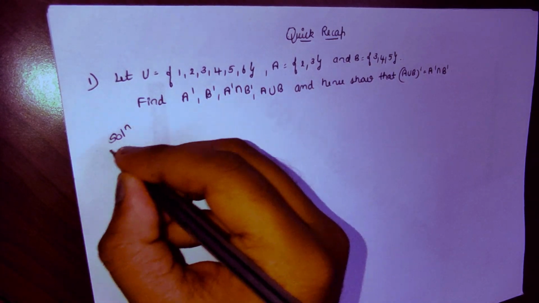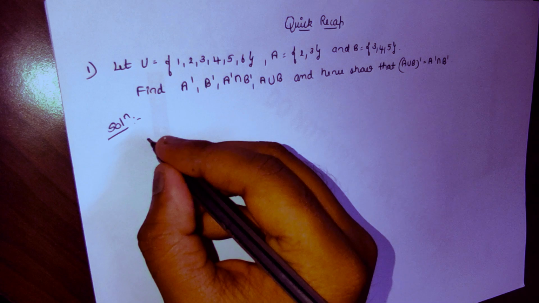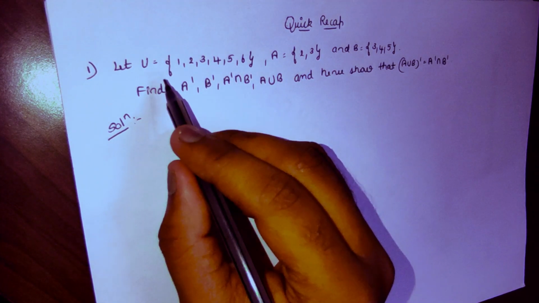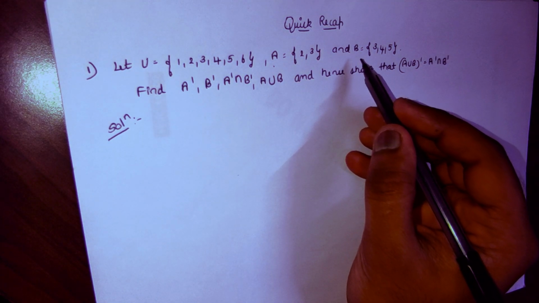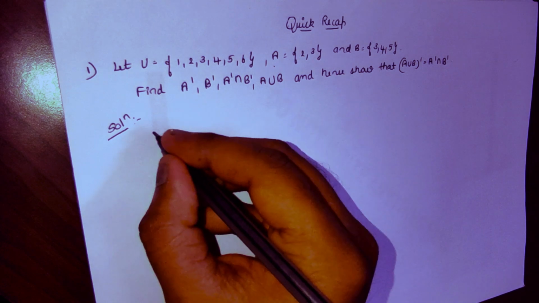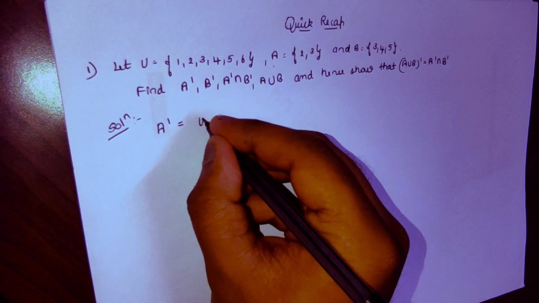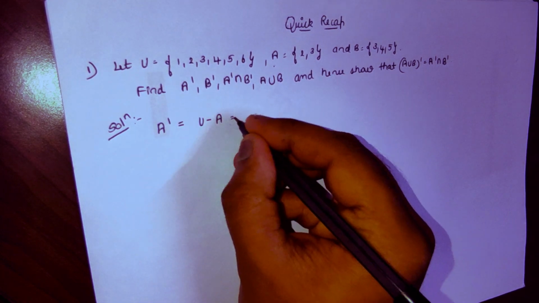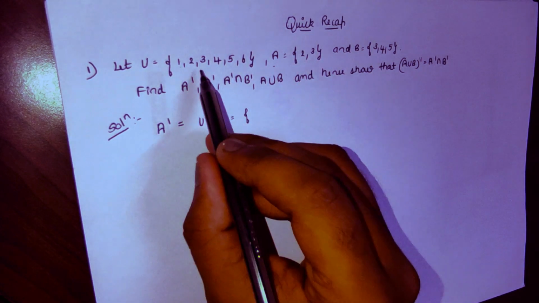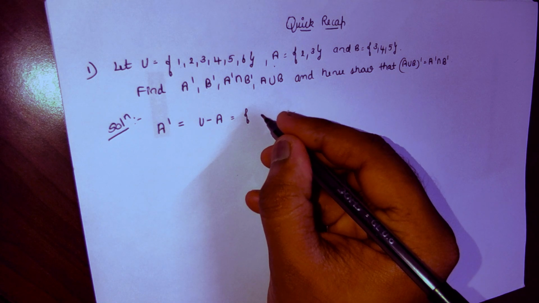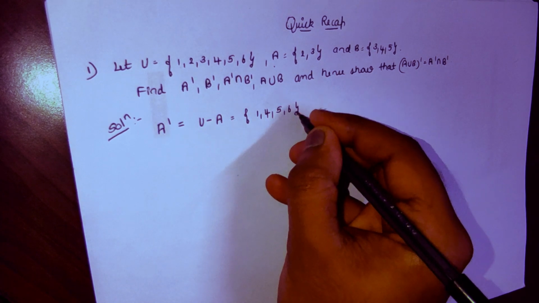Now we will see how to solve this question. Here they have given a universal set, then they have given A set, then B set. First let us find A dash. A dash is universal set minus A, so 1, 2 and 3 are common in A, so remove that. Whatever else is there in the universal set, that itself is the answer: 1, 4, 5 and 6.